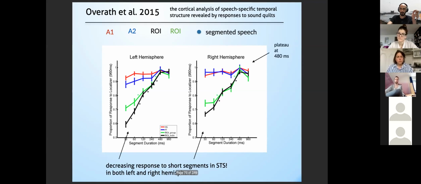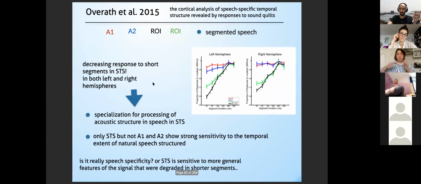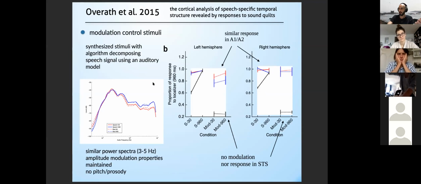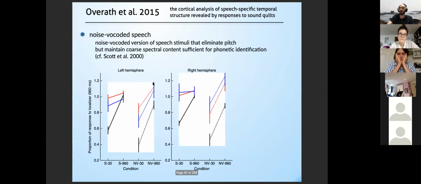Okay. So this was the segmented speech. And then he had all the controls. So the modulation control stimuli that I just showed you, right? No modulation, no recognizable speech. In STS, dog barking, a little bit, and the noise vocoder speech. Now this, you see, this one where you could still see the modulation in STS, right? So this is the modulation, low response for shorter segments, high response for longer segments, is exactly this.